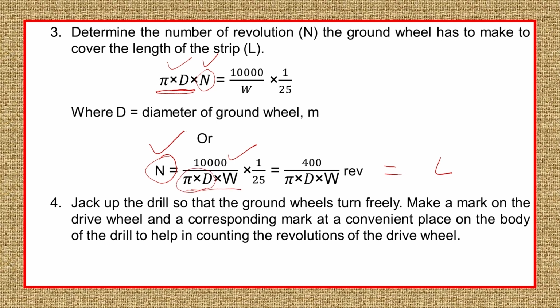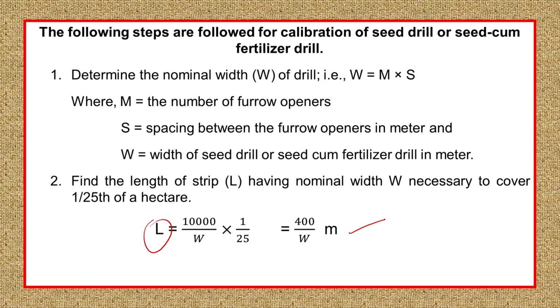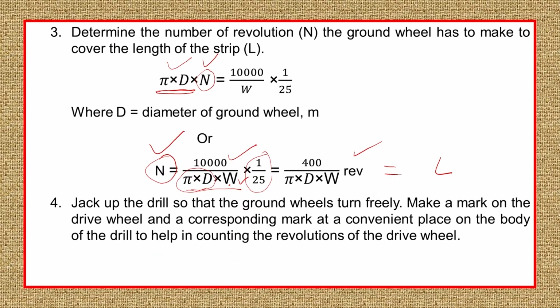So pi d is the circumference which the drive wheel will make in one revolution. W is the total nominal width of the implement, and with this, the 1 by 25th hectare area is going to be covered, and that's how the number of revolutions will become like this. Once we determine the number of revolutions required to travel L meters of length with the W meters of width of the given implement, then our actual experiment begins in order to calibrate the machine.